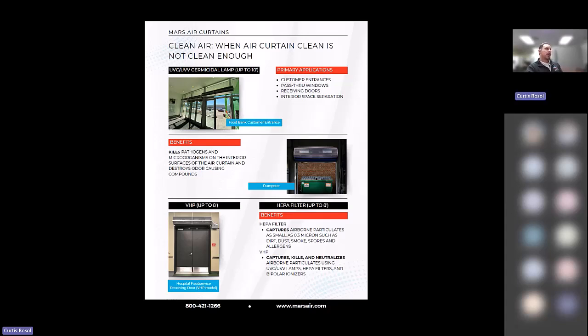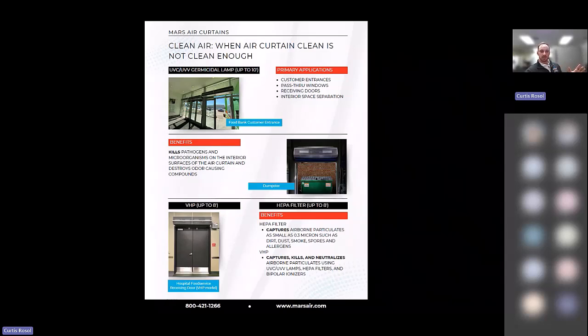The last series we're going to talk about here is our clean air series. And the idea here is that extra level of sanitation, right? So not only are we able to separate two environments with the air curtains, we can also use these sanitation technologies to help actually clean the air in that interior space. So we really have three main technologies we can use. First one being our UV units. We can use those up to 10 feet.